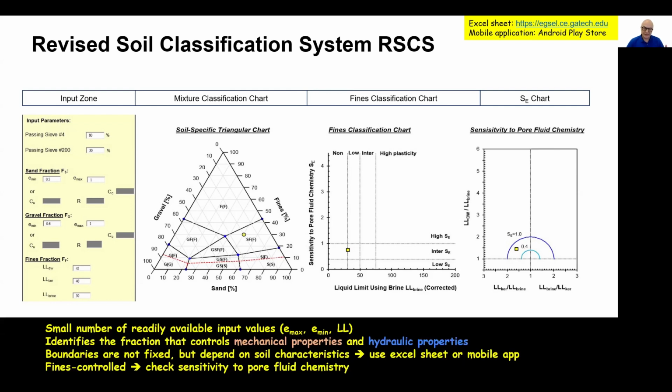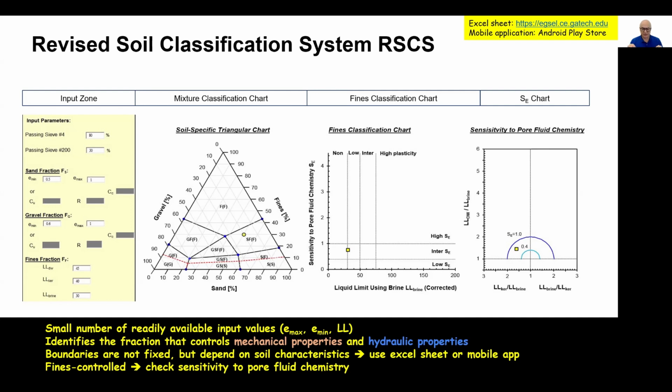So as you can see, there is a small number of readily available input values: the maximum and minimum void ratios or coefficient of uniformity and particle shape, and the liquid limit of fines. And it identifies both the fraction that controls the mechanical properties and the one that controls the hydraulic properties, because as you will see, the thresholds are not the same.